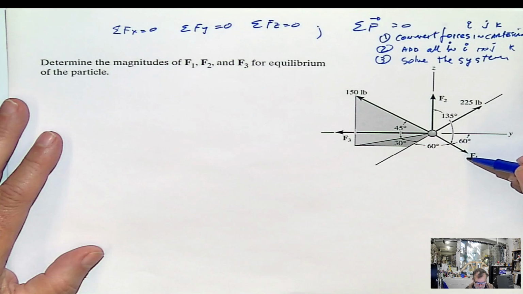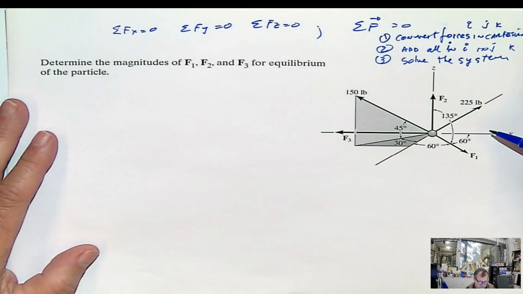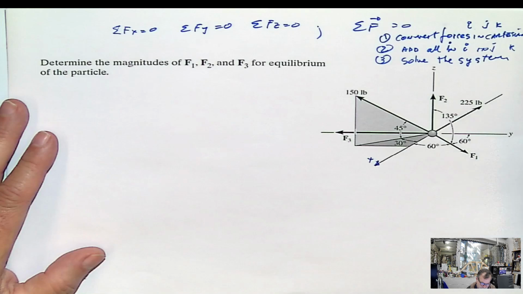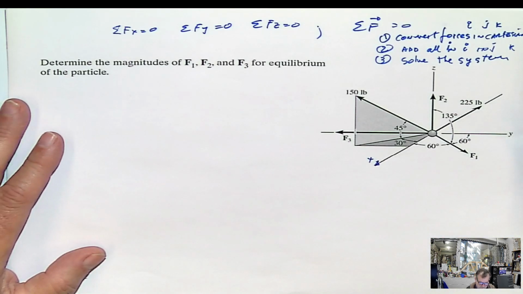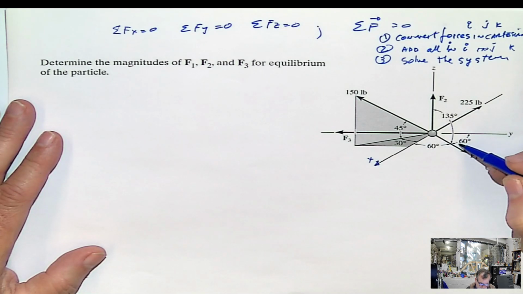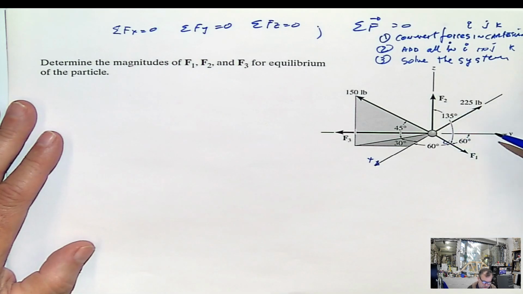For F1, F1 has these weird angles here, which are not weird at all. Those are alpha, beta, and gamma. You know, alpha, what is alpha? Alpha is the angle that is forming with the x-axis, which it should be here, by the way. It's part of the problem. It's just not given. So cosine alpha I, cosine beta j, and cosine gamma k.